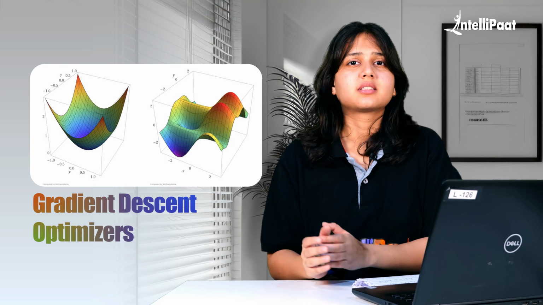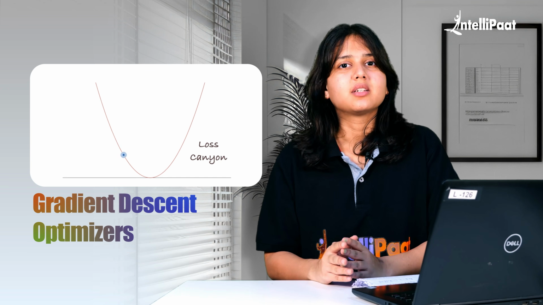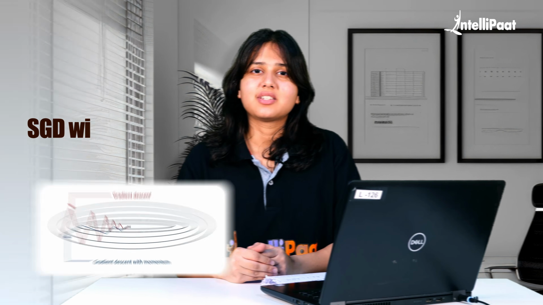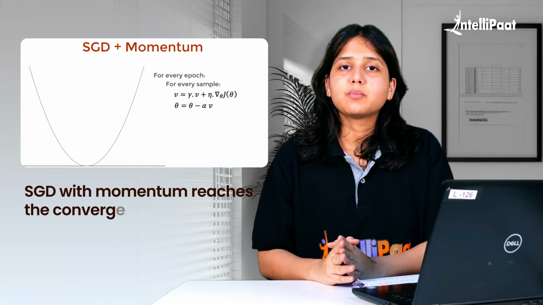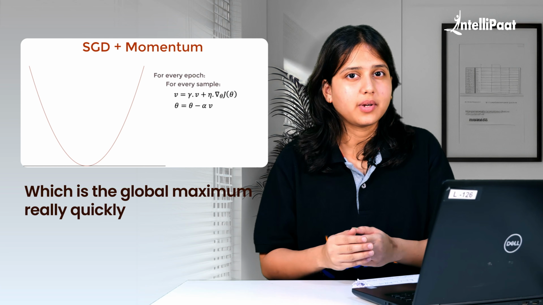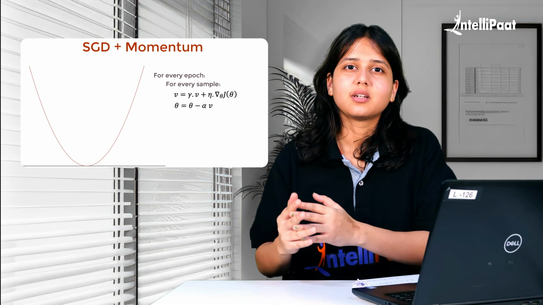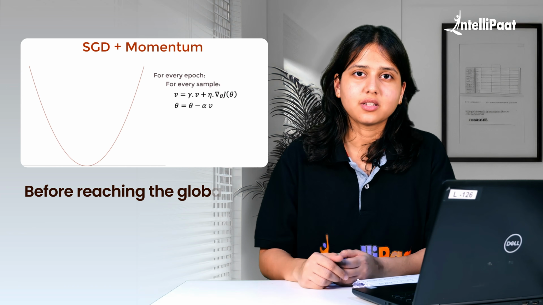Let's go through a quick summary. The gradient descent optimizers converge, but the problem with them is that the speed is very slow. So in order to overcome this shortcoming, we have SGD with momentum. We introduce momentum to overcome the shortcoming of speed. SGD with momentum reaches the convergence point, which is the global minimum, really quickly. But the issue that arises with SGD with momentum is that it takes unnecessary oscillations before reaching the global minimum, or you can say before converging.